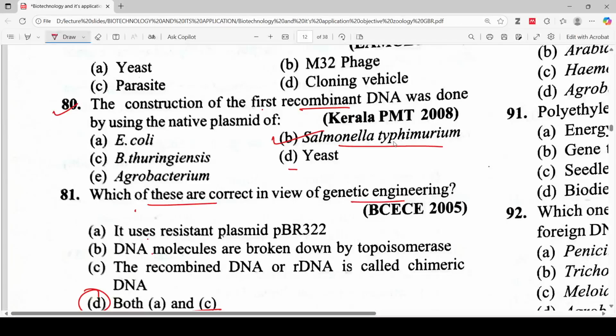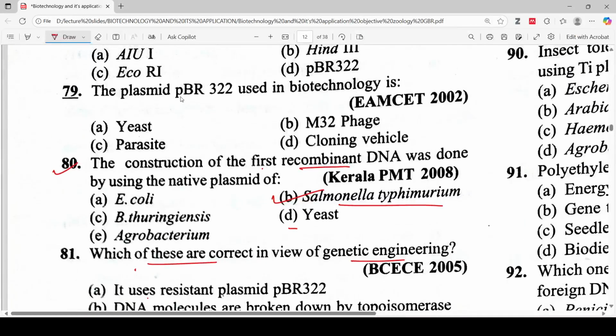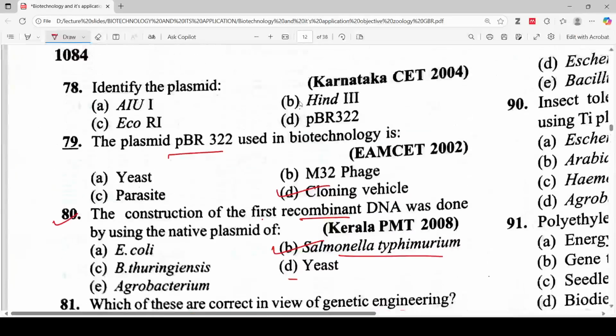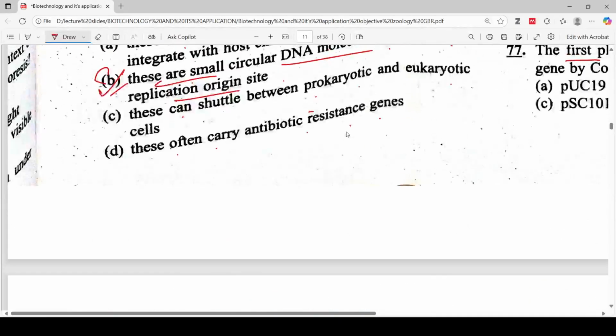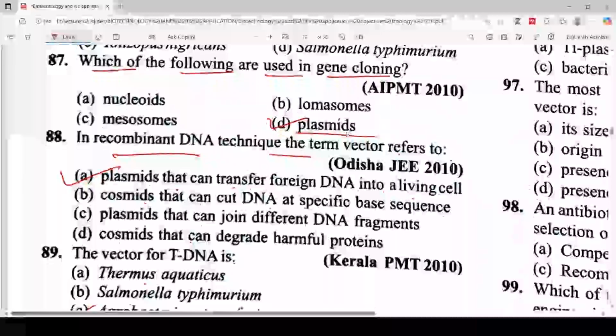Salmonella typhimurium. So the next question, plasmid pBR322 used in biotechnology is: yeast parasites, M13 phage, and cloning vehicles. So the correct answer will be cloning vector. Next question, identify the plasmid. So the plasmid is pBR322. So let's move to the next question.